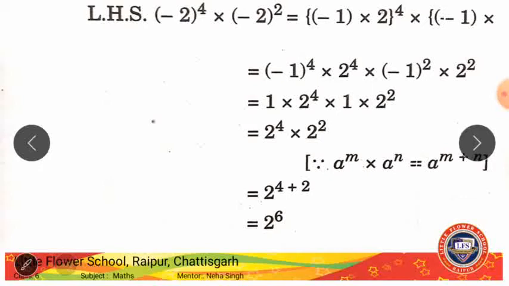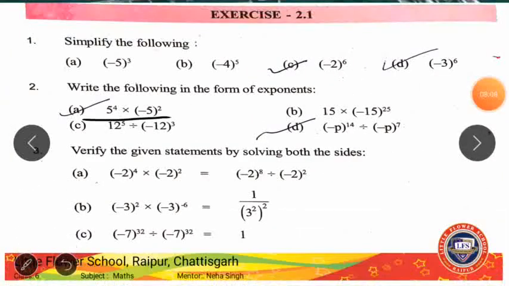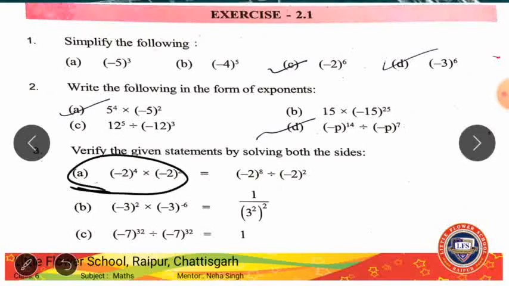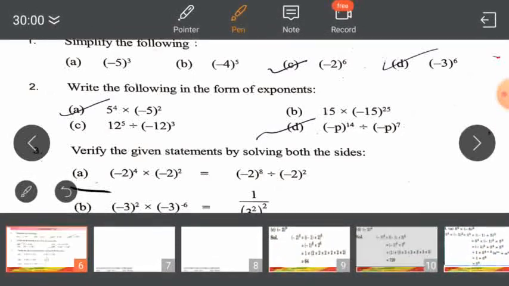Next question. Here it is LHS and RHS. Next is verify the given statements by solving both the sides. Means we'll solve now, only one part was there. Now in this we'll have to solve this LHS and this RHS and then see whether the two are equal or not. Okay, we have to verify whether the two are equal or not.